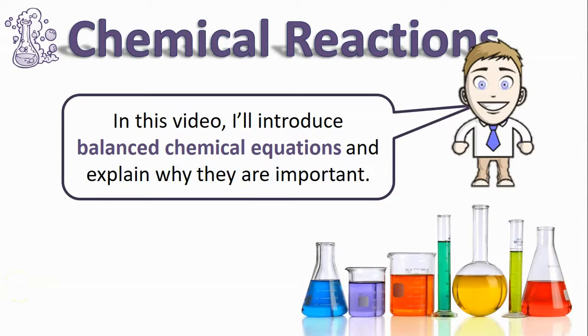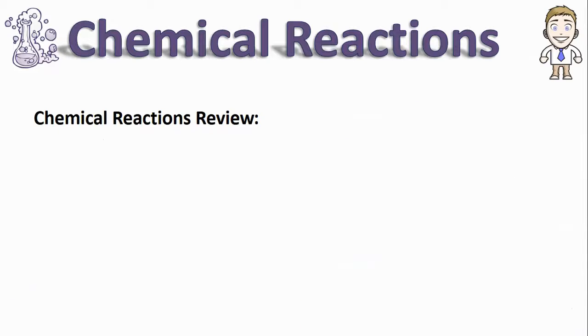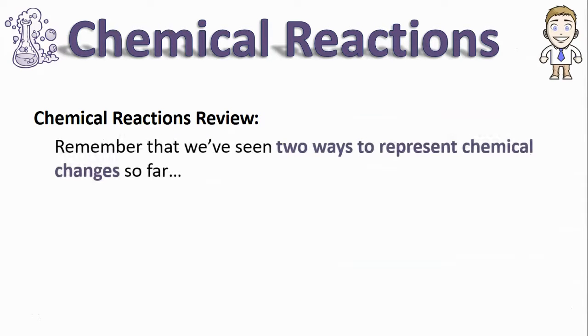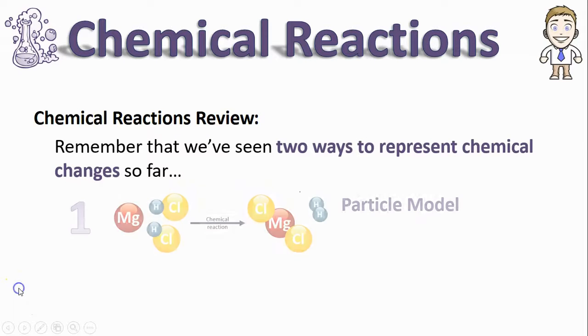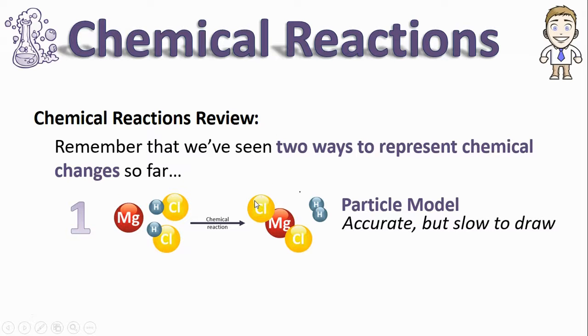In this video, I'll introduce balanced chemical equations and explain why they're important. Remember from some previous videos that we've seen two ways to represent chemical changes so far. One of them, called a particle model, shows every individual atom, the proper amount of each atom, and how they're attached before and after. This is really accurate but takes a long time.